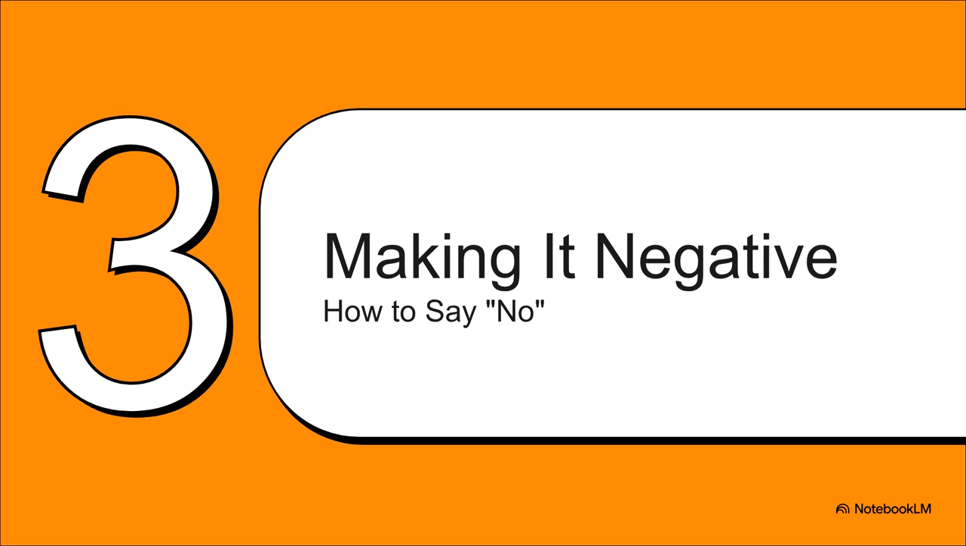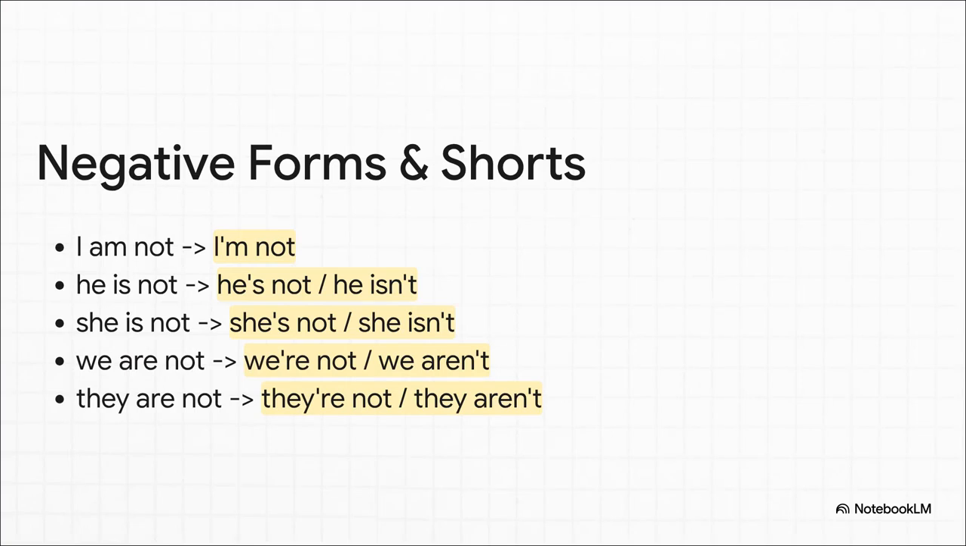Well, the good news is making a sentence negative is super easy. It just takes one extra little word. All you have to do is drop the word not right after the verb. So I am becomes I'm not. Simple. But take a closer look at the contractions for is and are. Here's where it gets interesting. You've actually got two different ways to do it, which is kind of cool.